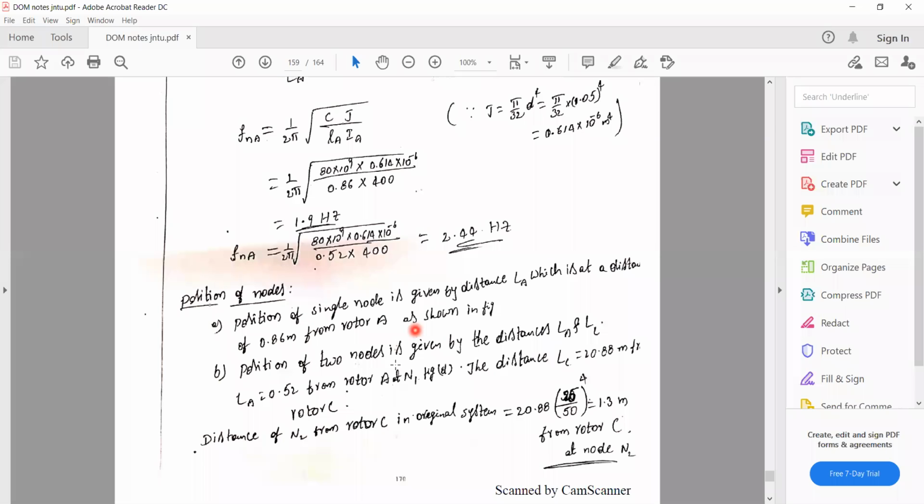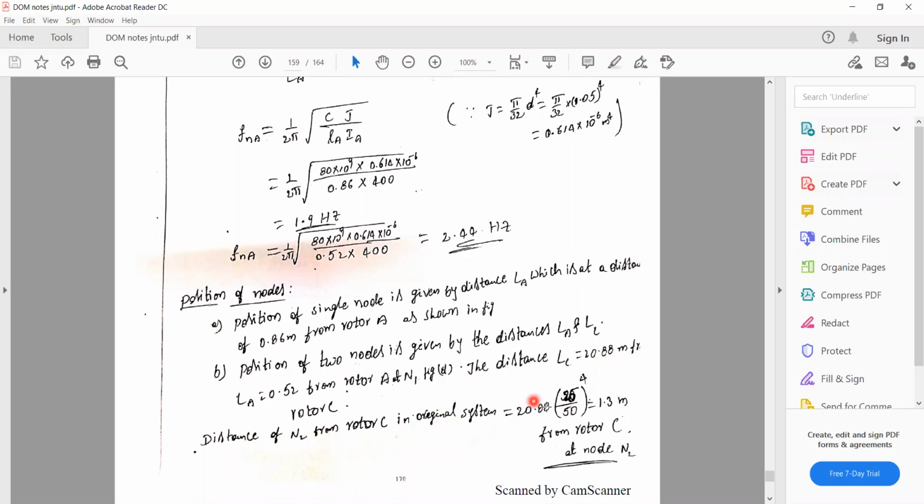Now let us take the position of the two nodes. From the single node point of view, the LA value is 0.86 meter. But when the shaft has formed two nodes, the distances considered are LA and LC. That is 0.52 meter from rotor A at N1, and the distance LC is 20.88 meter from rotor C. And the distance of N2 from rotor C is in the original system.